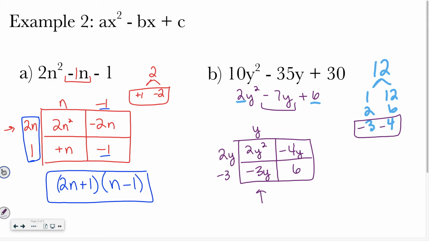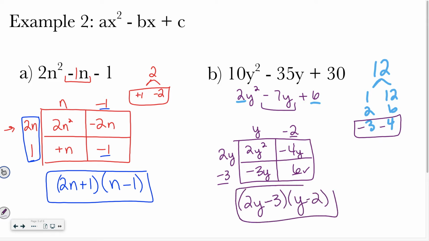And then if I go horizontally, 2y times what gives me negative 4y? That would be a negative 2. And then I need to check, is negative 3 times negative 2 a positive 6? It is, so I know my answer is going to be 2y minus 3 times y minus 2. All right, if you have questions about that, please be sure to reach out for some help.